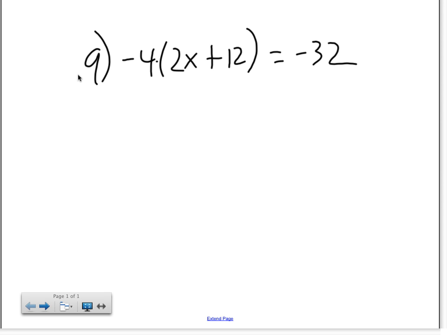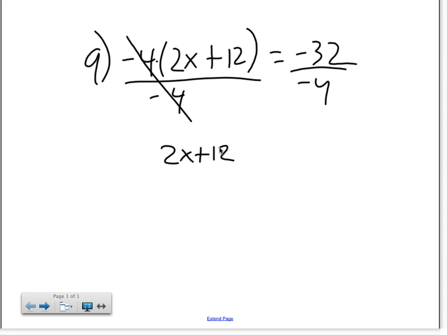If you want to get rid of the coefficient, there are only 2 choices: either dividing or multiplying. But this is already multiplying, so the opposite of multiplying is dividing. Watch. If I divide both sides by negative 4, this will take care of my negative 4 on the other side. So now what I have left is just 2x plus 12. And look, the parentheses automatically disappear after the negative 4 disappeared. On the right-hand side, a negative divided by a negative gives me a positive 8.